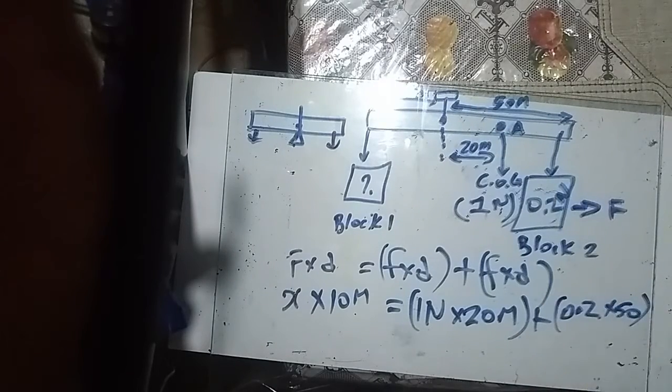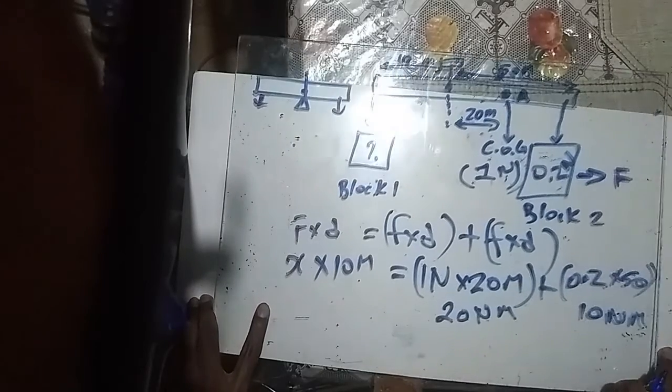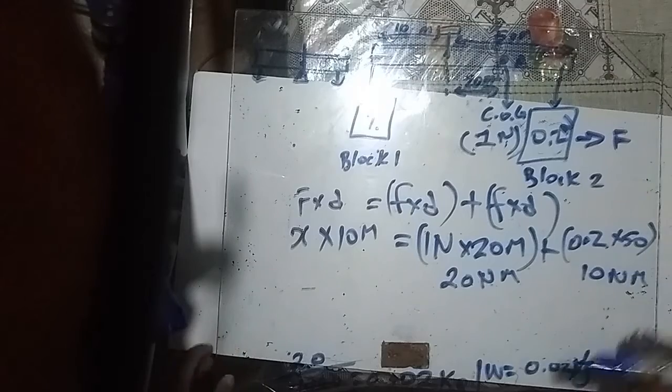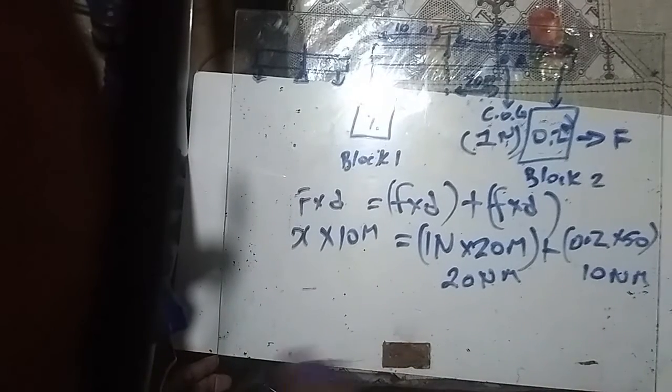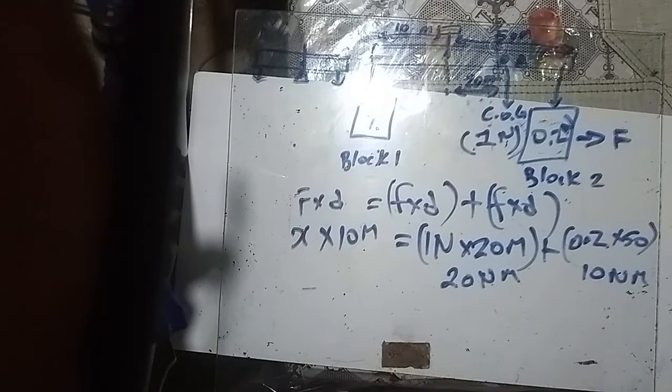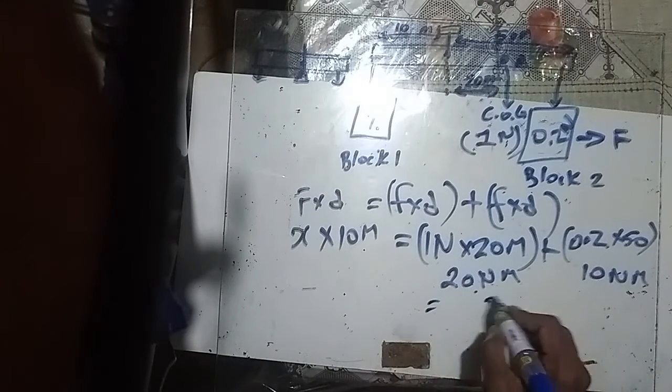So right here I would have 20 Newton meter, and right here I would have 10 Newton meter. Okay, 0.2 times 50 is 10. Now if I add up the two of them, 20 plus 10 is 30.